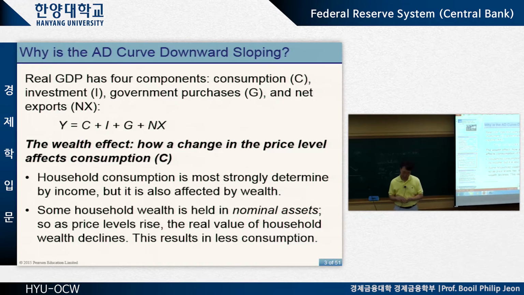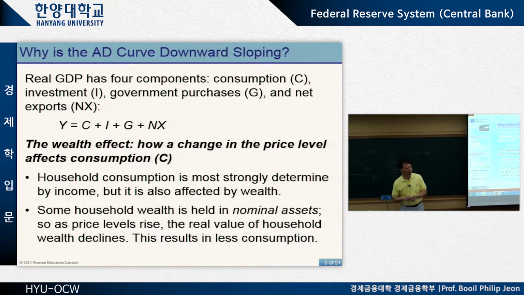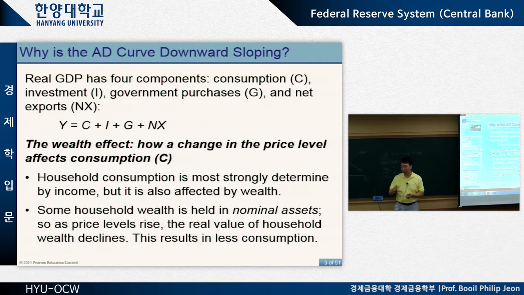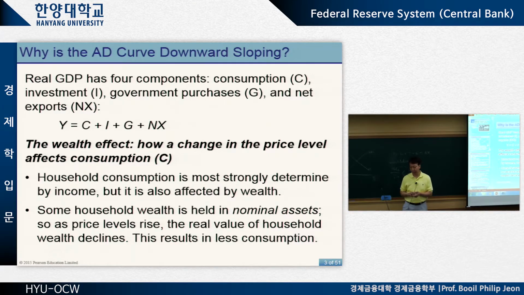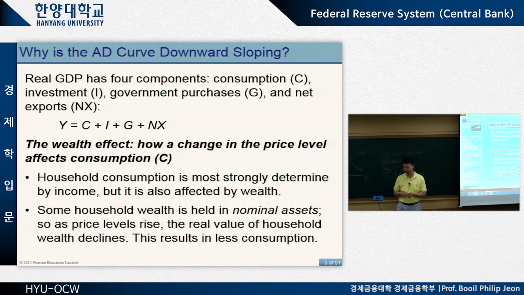The first one is the wealth effect. As far as consumption goes, every household has a certain amount of income. And if the price level goes up, in other words, in general everything becomes more expensive, that amounts to lower wealth or lower purchasing power for the given amount of income that each household is making.